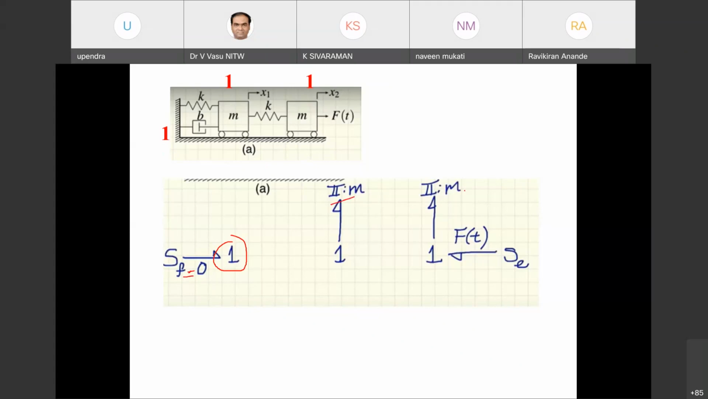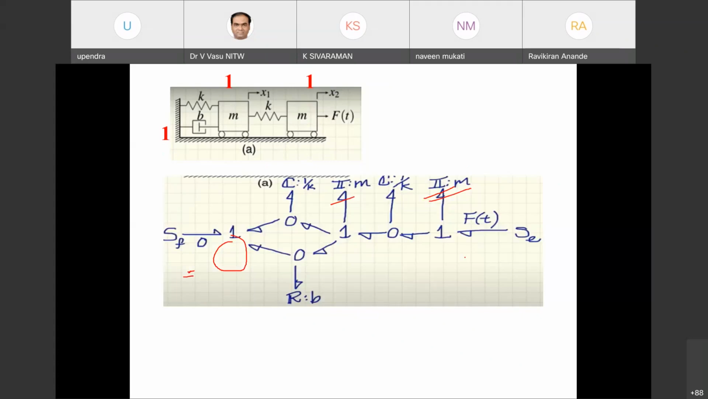And here another mass is there, also represented as m. Now one more effort, a force, is applied in this one. Now we can incorporate the zero junctions. These zero junctions will contain one spring and another a damper connected to it. Similarly here we have one more zero junction, connecting only one k, a single k.